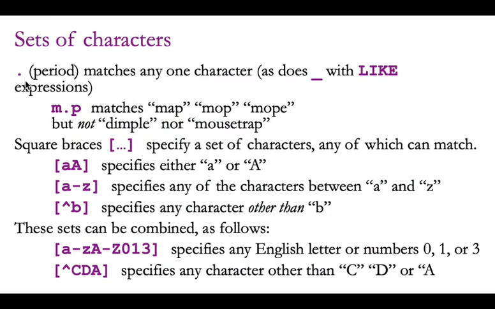Another thing is that the period matches any one character, which is similar to the underscore. So M period P matches map, mop, and mope. Again, mope matches because I didn't have a $ at the end, requiring it to be at the end. But it does not match dimple. Dimple has M and then P immediately after it. That doesn't match because period requires there to be a character there. And mousetrap has 7 or 8 characters in between the M and the P. Obviously that does not match the pattern because this pattern specifies there's exactly 1 character between M and P.